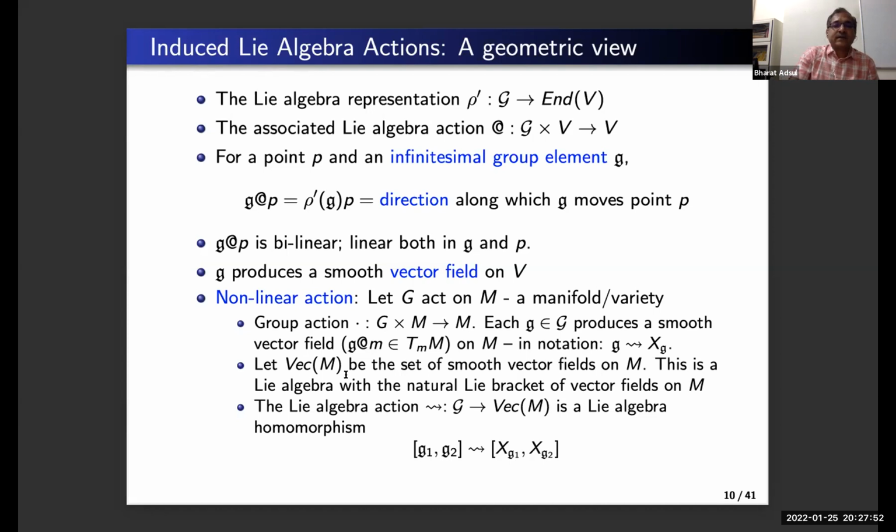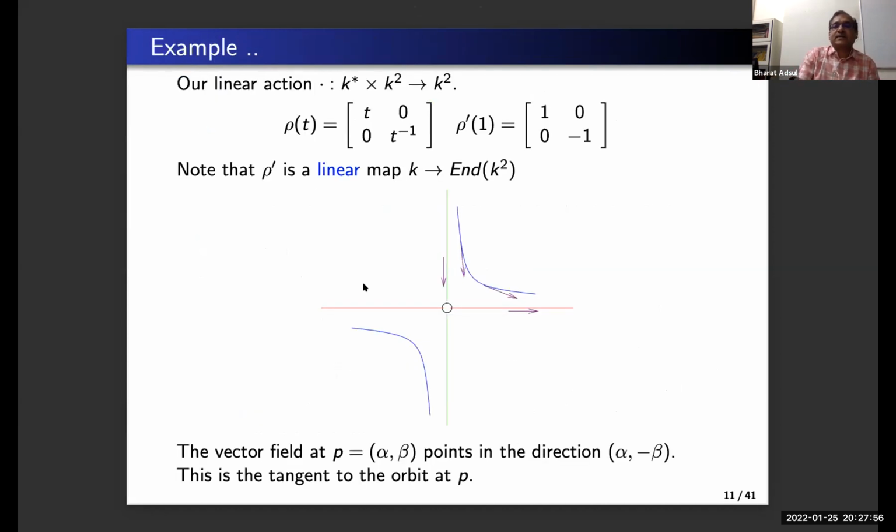Okay, so this is how you think of nonlinear action. But let's look at some concrete examples to see that, in fact, the Lie algebra actions are much easier to deal with. If I look at this hyperbola example, this is the group action: rho of t goes to this invertible matrix.